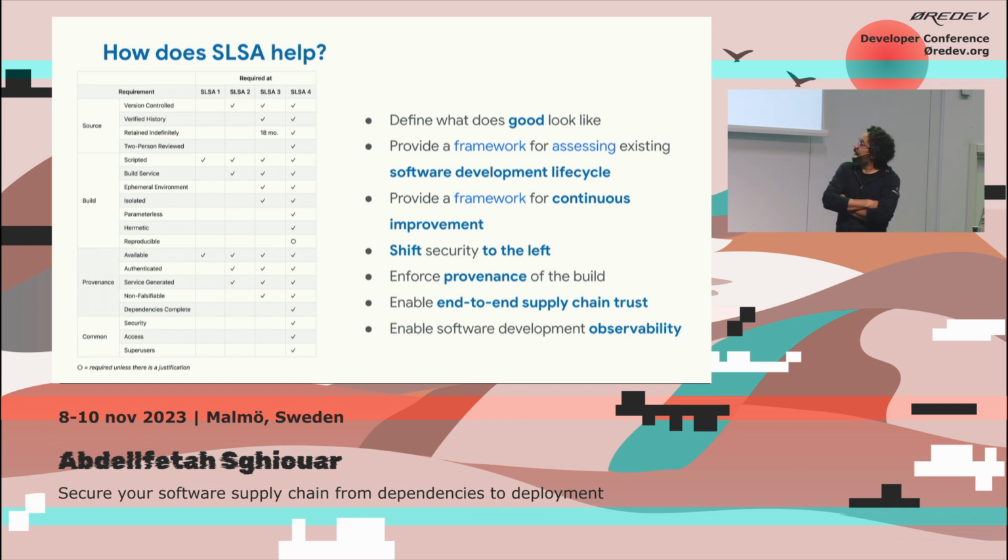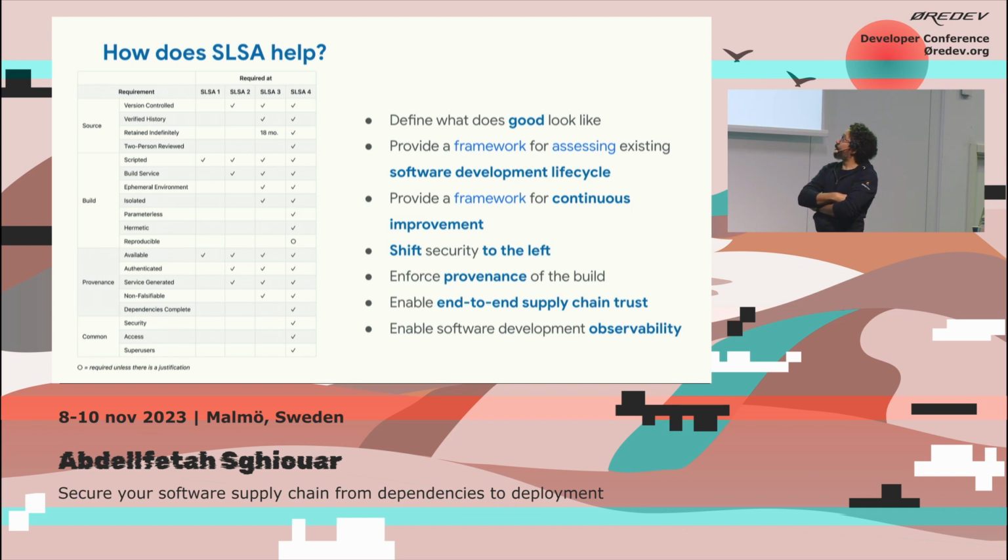You can see here on the left side, you have all the requirements. The requirements are split into 4 categories: source, build, provenance, and common. And then you have SLSA level 1, level 2, level 3, level 4. And the point here is as long as you are able to check all the boxes for one of the requirements, then you are compliant with one of the levels, right?